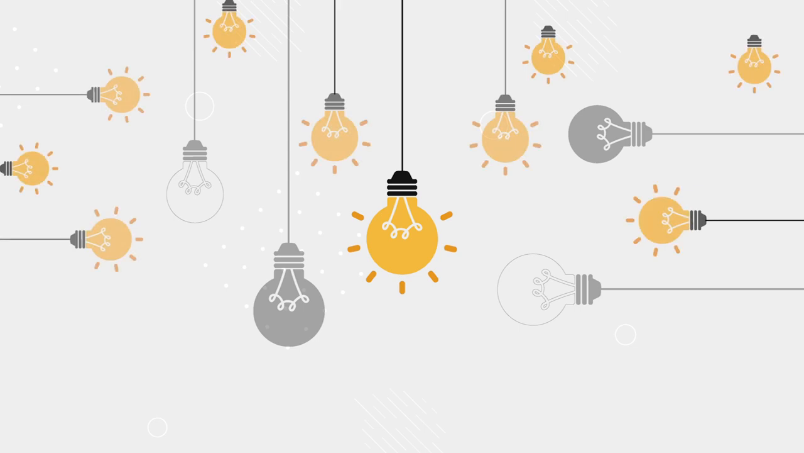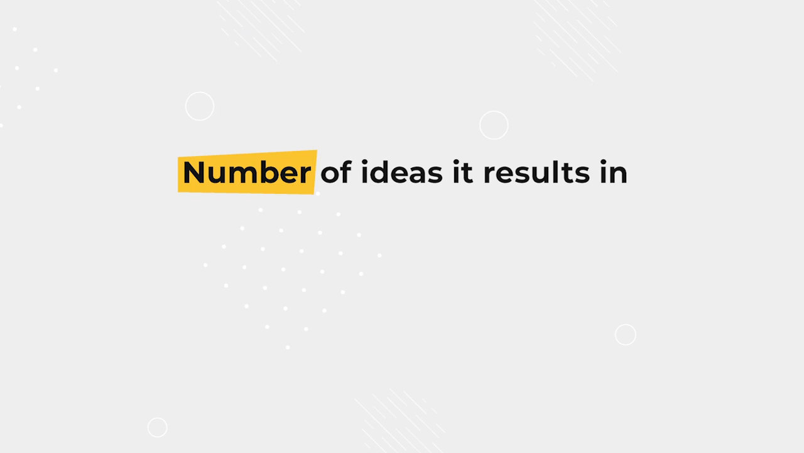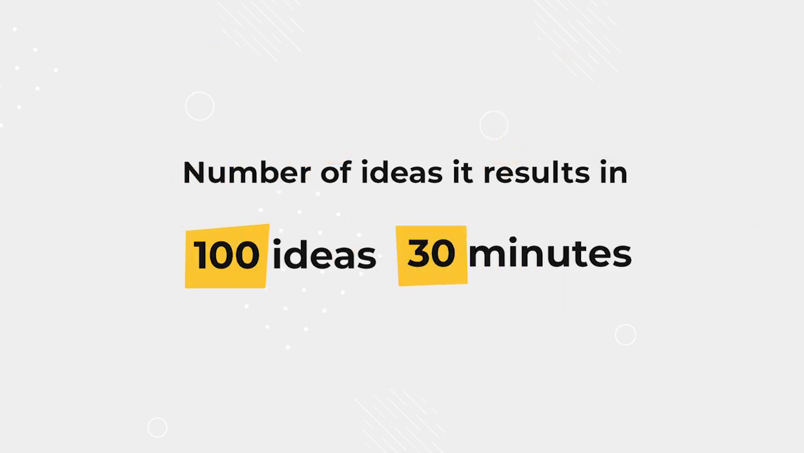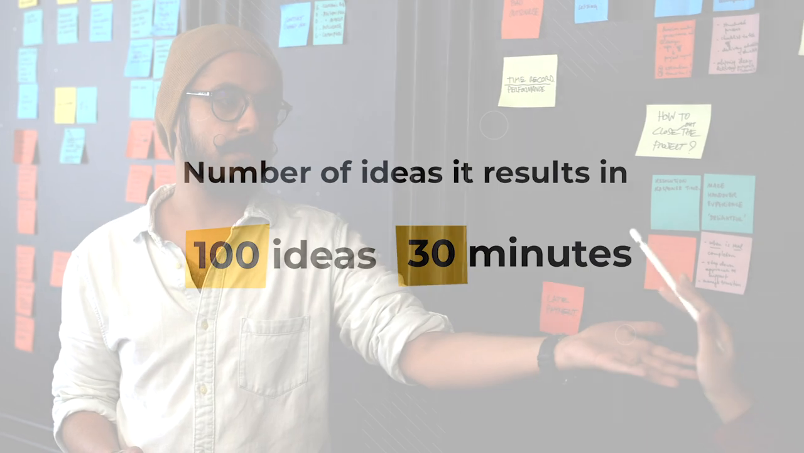And what makes brainstorming a practical, creative thinking method is the high number of ideas it results in. The idea in brainstorming is to force the participants to generate many ideas in a short time. A typical example is generating 100 ideas in 30 minutes. This way of generating ideas is also known as pressure cooker exercises.